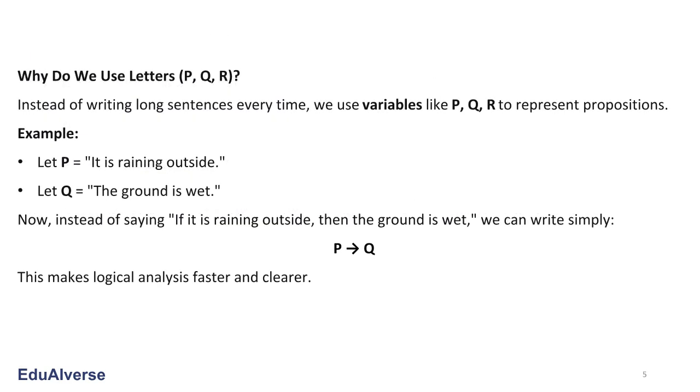Let me give you a concrete example. Let P equal, it is raining outside. Let Q equal, the ground is wet. Now, instead of saying the long sentence, if it is raining outside, then the ground is wet, we can write simply P → Q. That is it. This shorthand allows us to focus on the logical structure, not the words. It is like using X and Y in algebra instead of writing out the number of apples every single time.